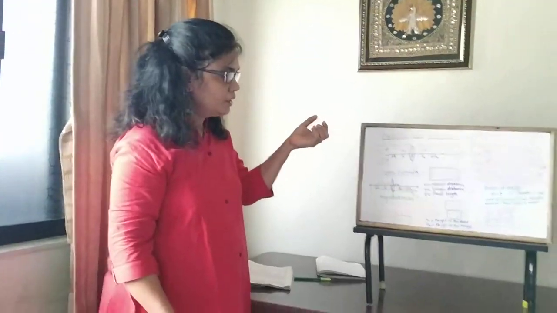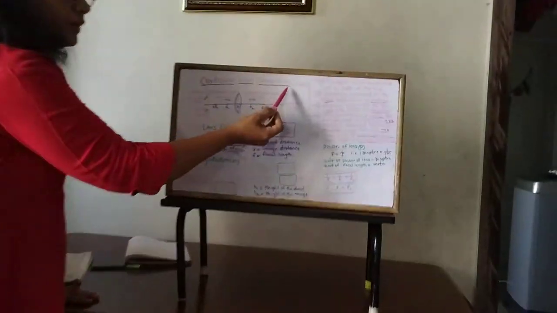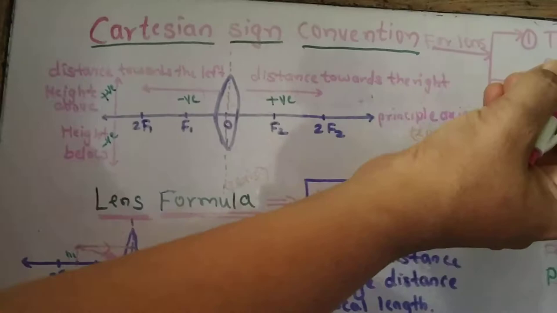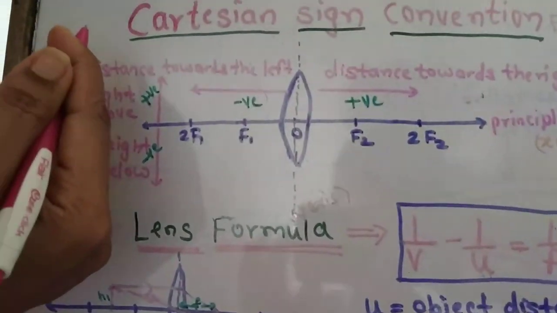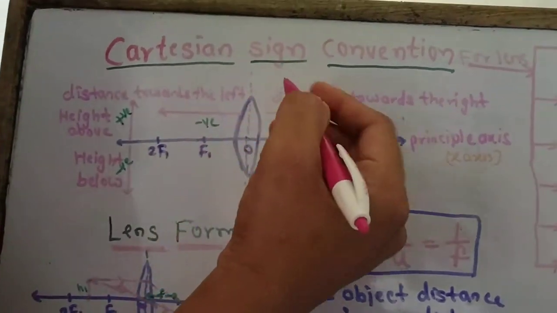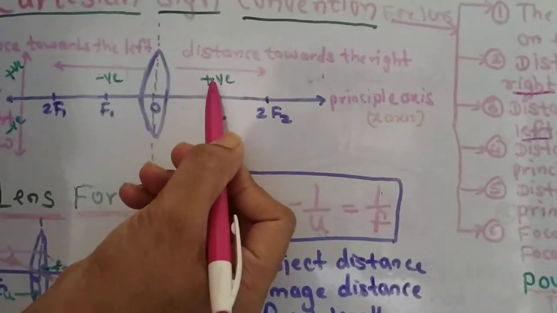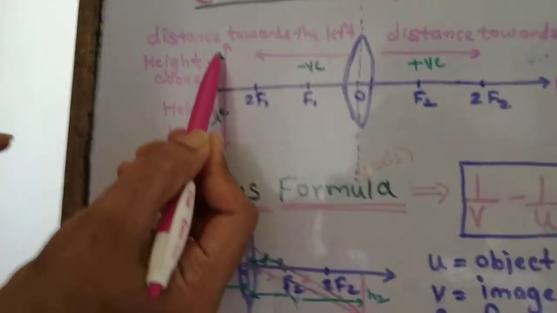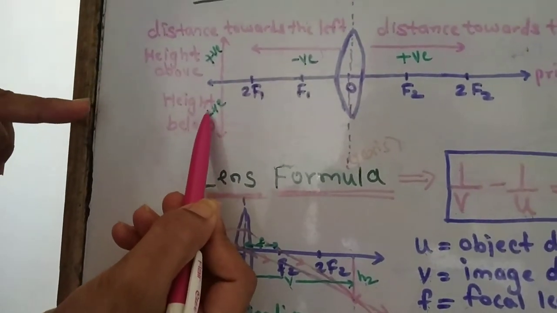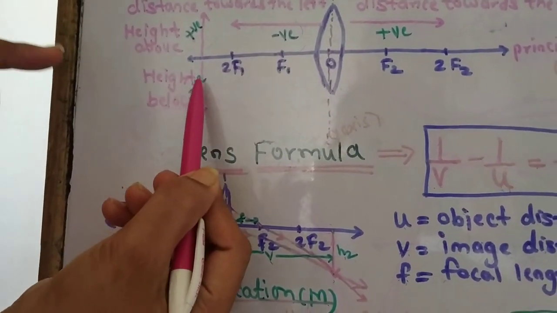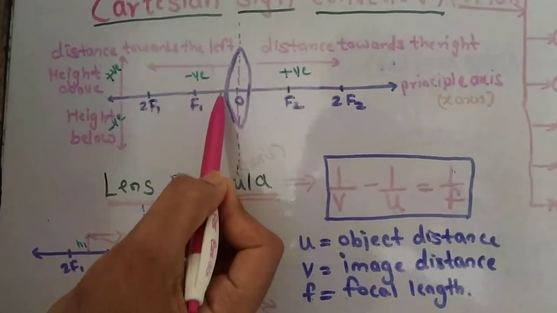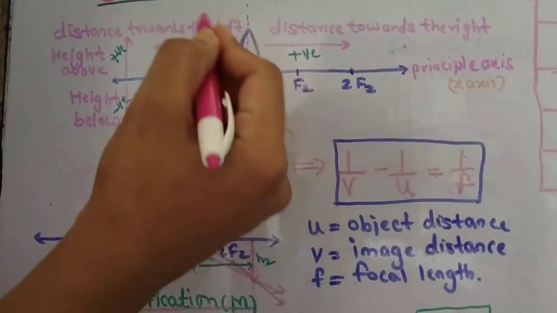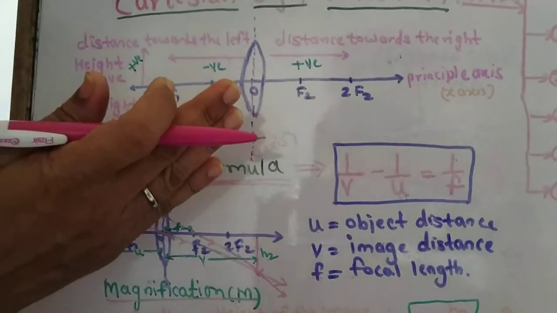Okay, let's take a 2 minutes recap. The Cartesian sign convention for the lens. Let's see the diagram. First, the object is always placed on the left side of the lens. Second, distance measured to the right side is positive. Distance toward the left side is negative. Distance above the principal axis is positive, distance below the principal axis is negative, means height above positive, height below negative. And last one, the focal length of a convex lens is positive, focal length of a concave lens is negative.